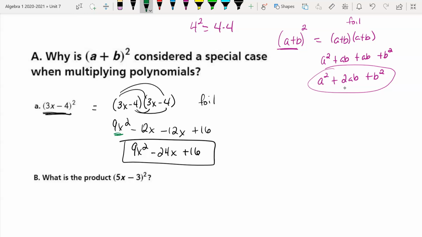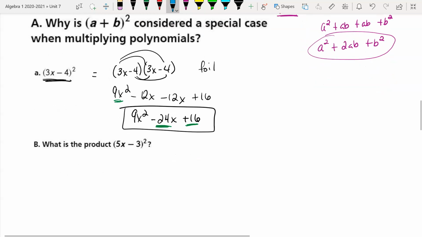Now if I take a times b, which is 3x times negative 4, which is negative 12x, and then I double it, that'll be the middle term. So negative 12x times 2 would give me negative 24x, which is the middle. And then I square the last number, which is negative 4. Negative 4 times negative 4 is a positive 16, and that gives me the last number. So there is a pattern.